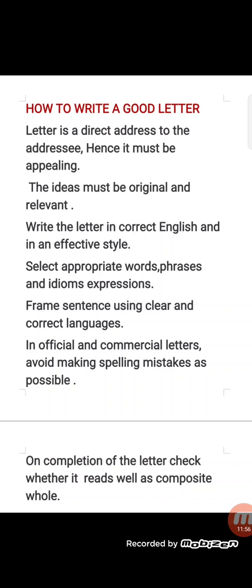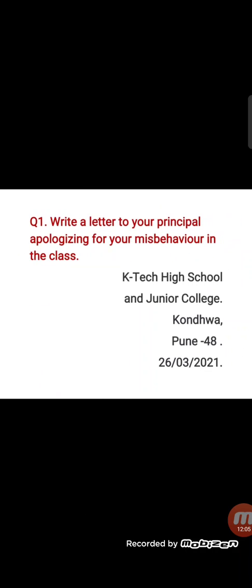See, I'll be giving you one letter writing. Which letter writing is that? Write a letter to your principal apologizing for your misbehavior in the class. Which letter is this? Formal letter. We are writing to a principal, to the office. So here is the address, on the right hand side of your page.